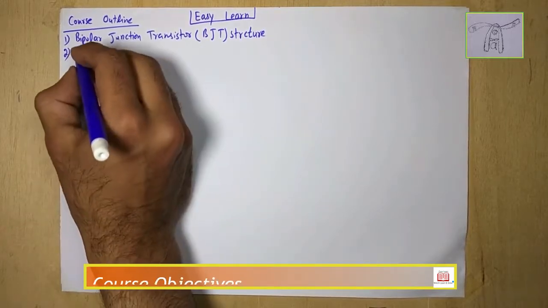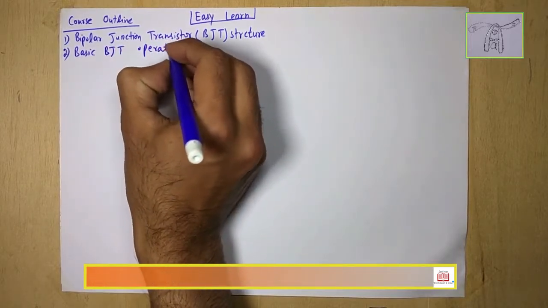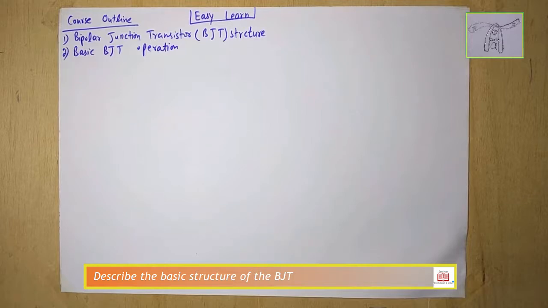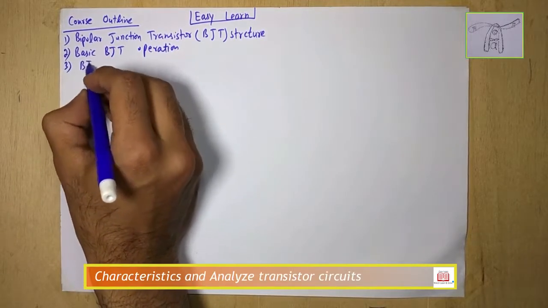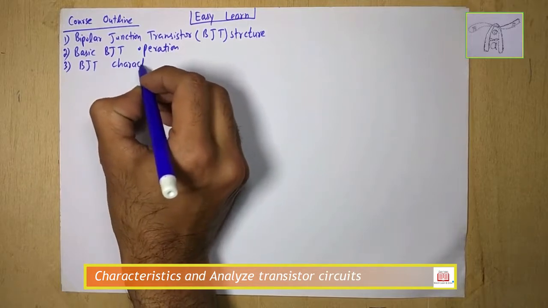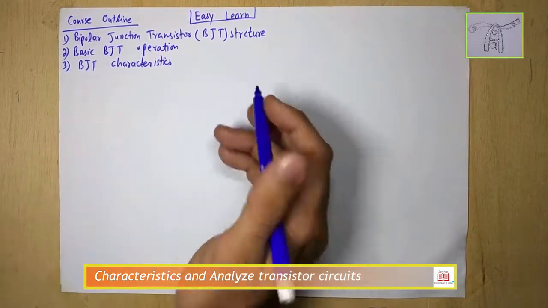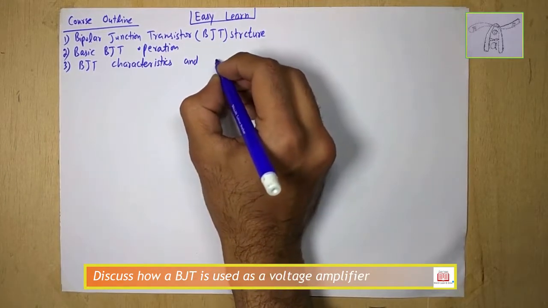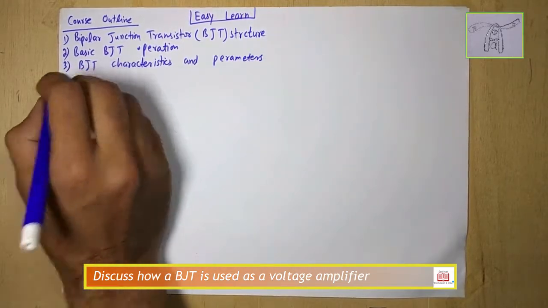Next is the basic BJT operation. In this topic we will cover some basic operations, how our transistor operates, and what operations are performed inside the basic BJT. And the next topic is the BJT characteristics, in which we will discuss the characteristic curves, their parameters, formulas, and also cover some basic examples.